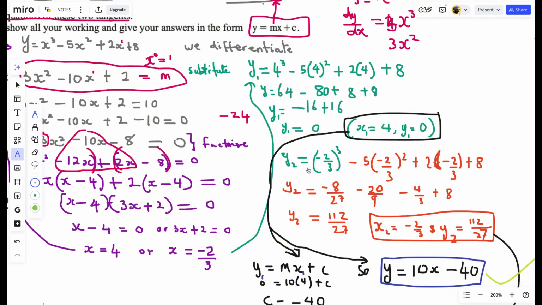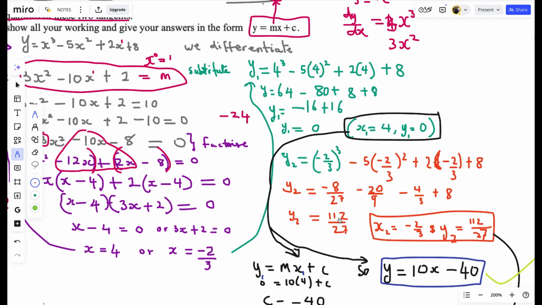Then we continue for the second y. We substitute negative 2 over 3 in place of x. So you have negative 2 over 3 to the power of 3, minus 5 times negative 2 over 3 squared, plus 2 times negative 2 over 3, then plus 8. You just substitute the value, put it in place of x.